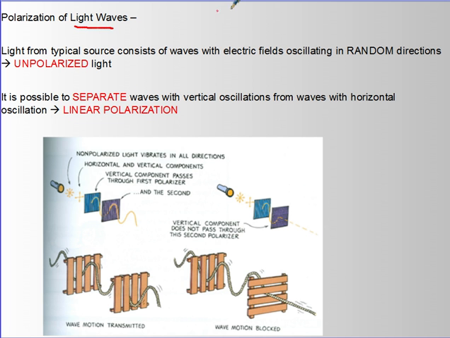Now, most light is just going out in all sorts of directions. This is unpolarized. Now, it's possible to separate the rays that are going in a particular direction. And this is called linear polarization, when we can separate waves with vertical oscillations from waves with horizontal oscillations.